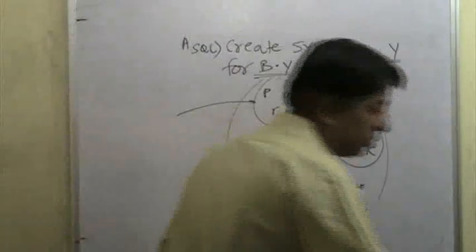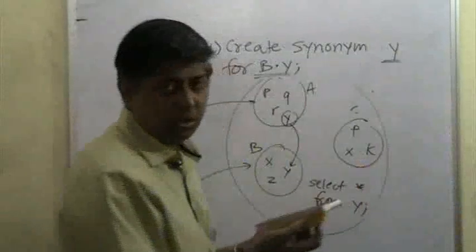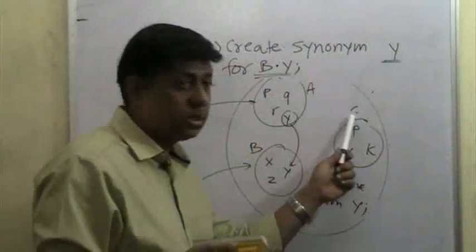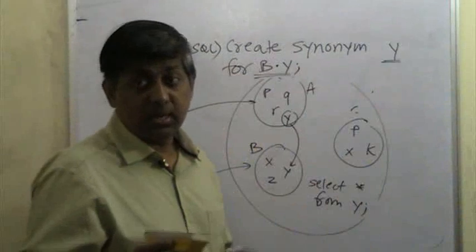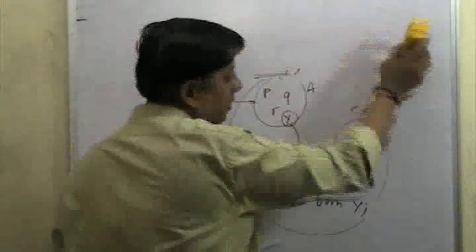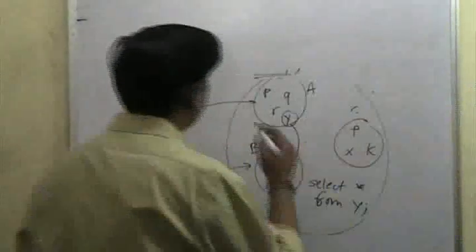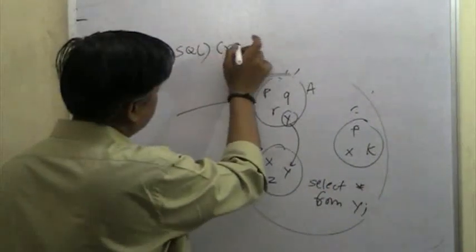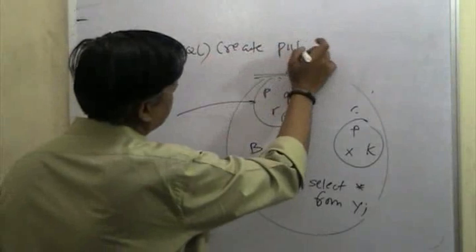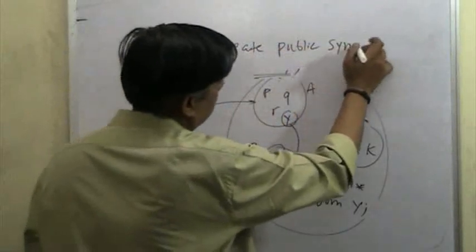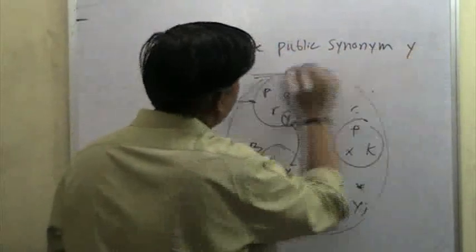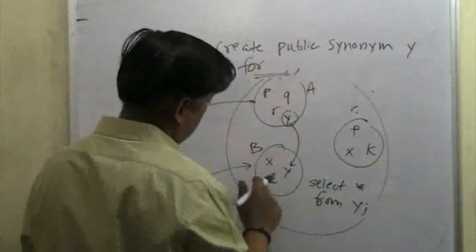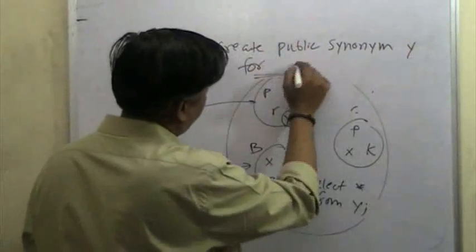So what DBAs do, DBAs are nothing but special users with special privileges. So user C can be a DBA, and we'll see that later. Assuming that he is a DBA, that means he has some special privileges. He will type this command: create public synonym Y for B.Y.